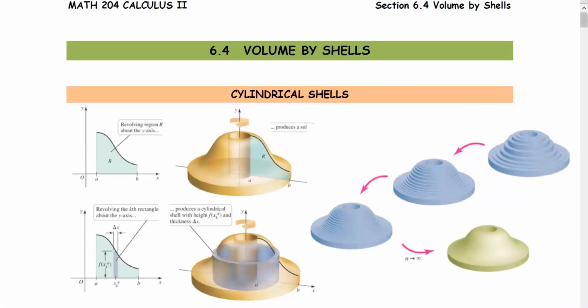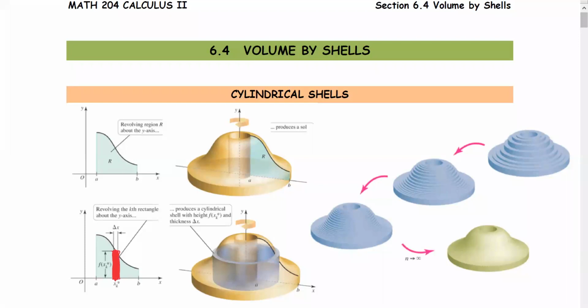Section 6.4, volume by shells. This technique will help us to find the volume of revolution when we rotate the area bounded by the graphs about the axis of revolution. We will look at the slice within the region and rotate about the axis of revolution. It will form the shell, the cylindrical shell.